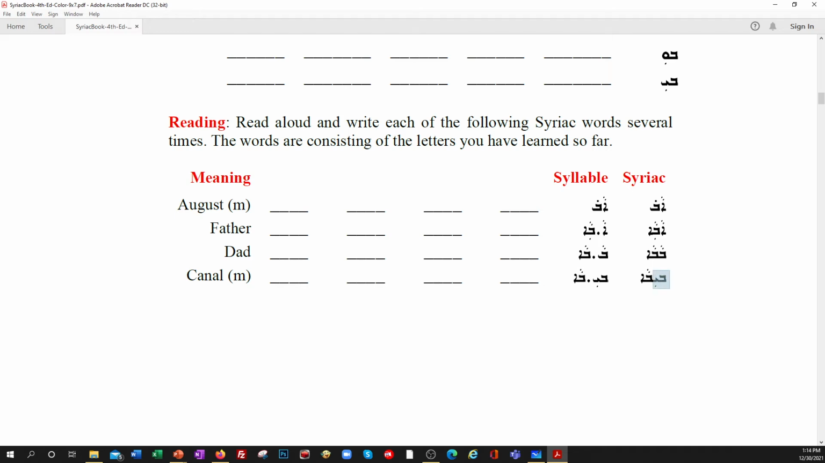And the last one, biba. You see, this one is with the hwasa vowel, ba. Again here with the syllables, ba, biba. That's the four words made from the two letters we have covered so far.